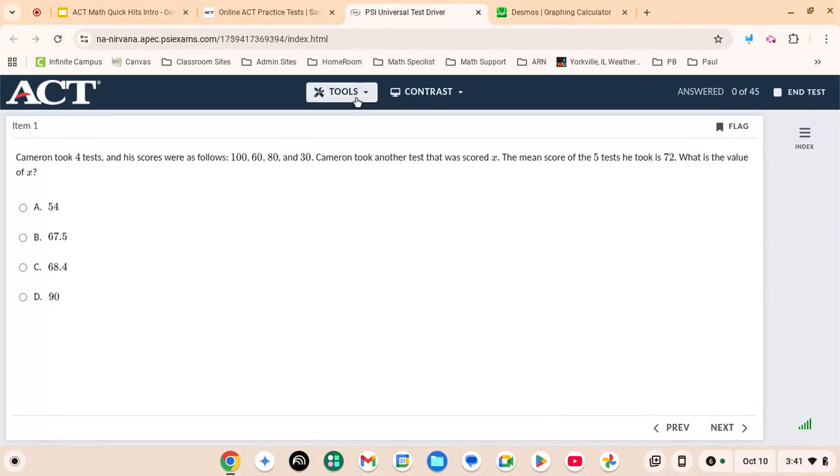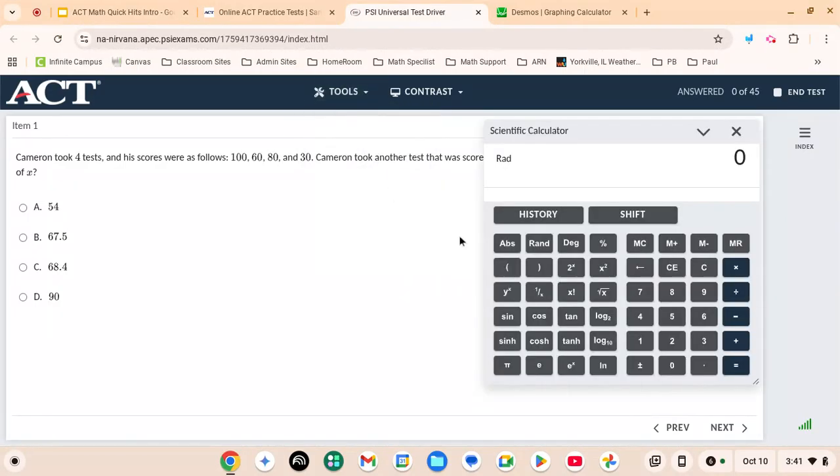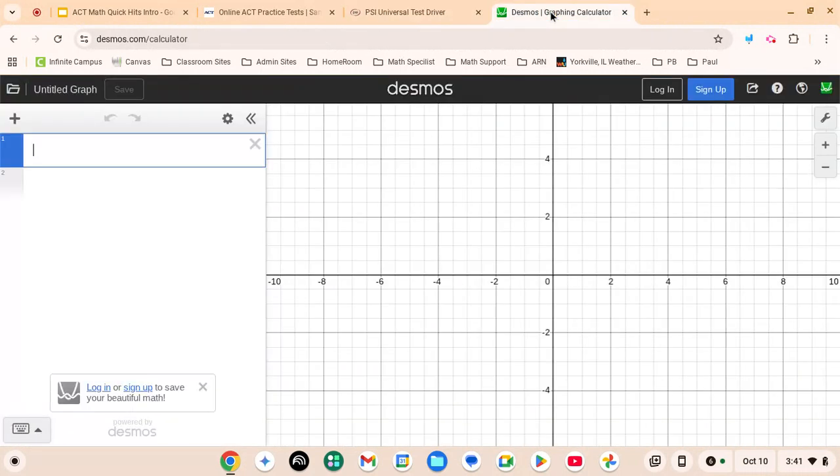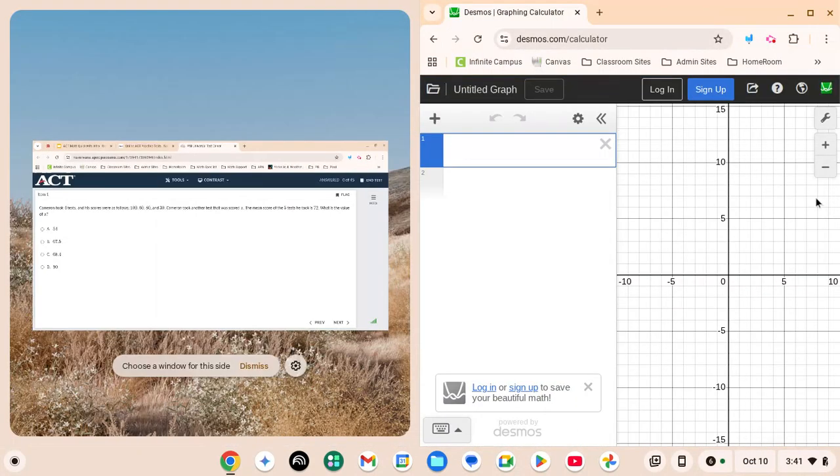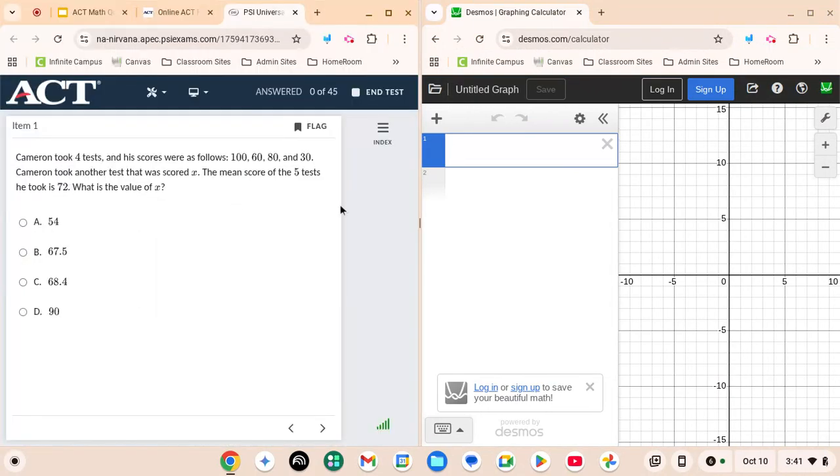So Desmos is going to help us a lot, but again, if you look in the tools, the only thing they have is a scientific calculator. And we could do it with a scientific calculator, however, it's going to be way easier with Desmos. So we'll just use a web-based application for the video. And like I said, in 2026, this should be available to you.